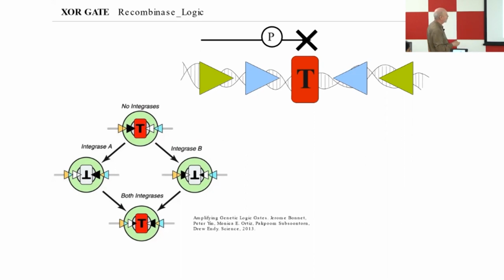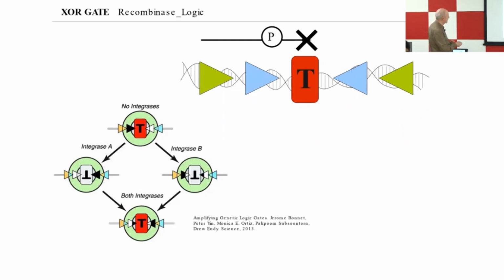But then what you do is that you flank this terminator. There's another aspect of the terminator I have to mention: terminators in many cases work only in one direction. If you turn the terminator around, it will not work and will allow transcription to proceed. Only when you have the terminator in this orientation will it work as an actual transcriptional terminator. Now, you flank this terminator by two sequences that are recognized by one integrase. There are many integrases, many types of site-specific recombinases.